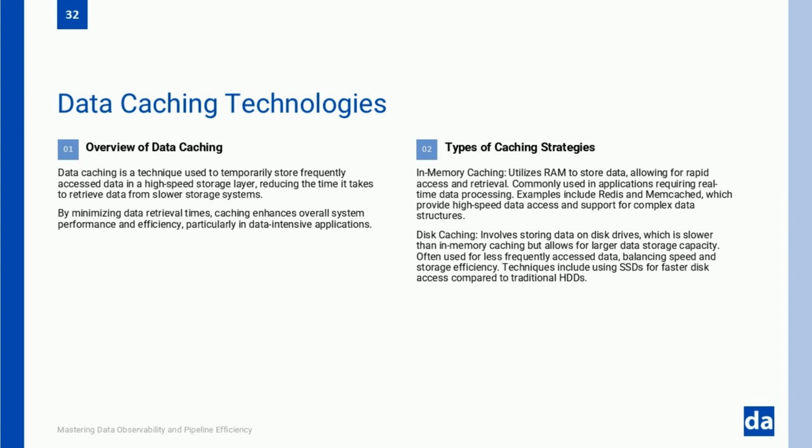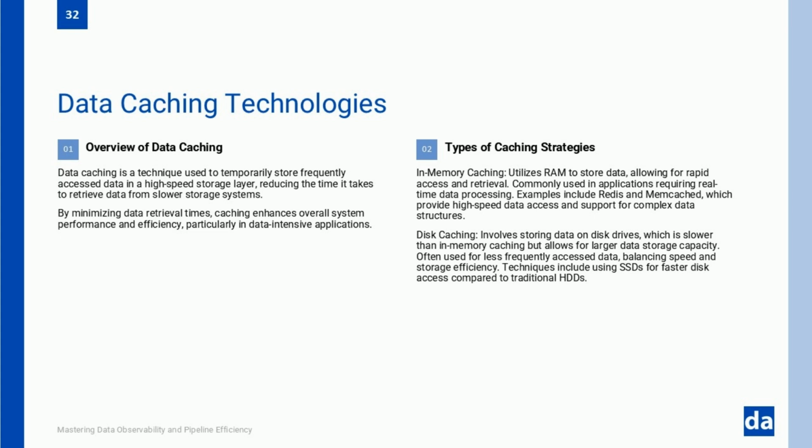Let me kick this off with a quote. The quickest way to double your efficiency is to halve your delays. And that's where caching comes into play. It's the magic trick behind lightning-fast data retrieval. Overview of data caching. Data caching is like having your most used tools right at your fingertips instead of rummaging through a toolbox.